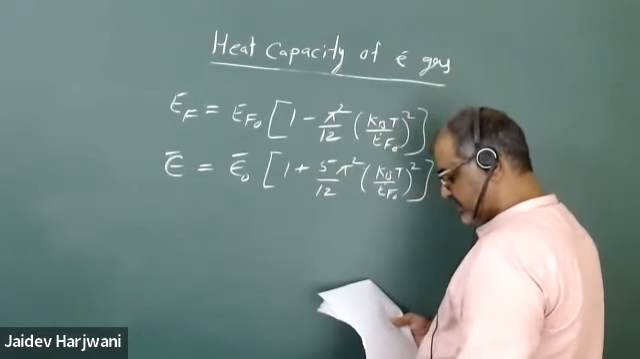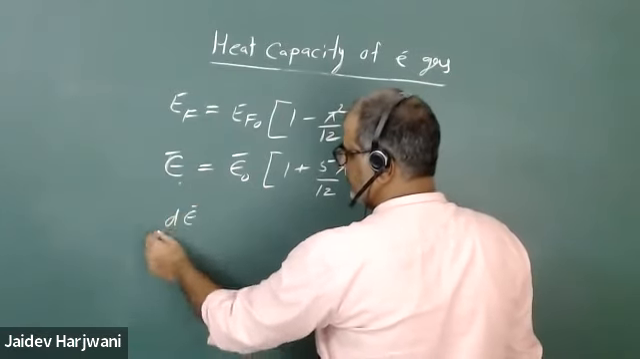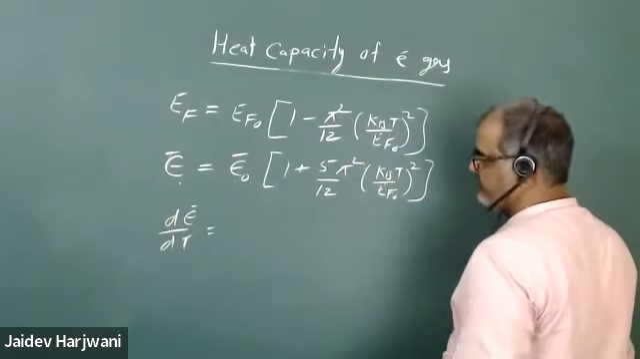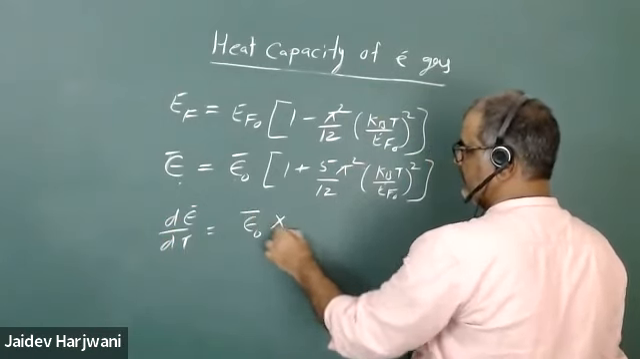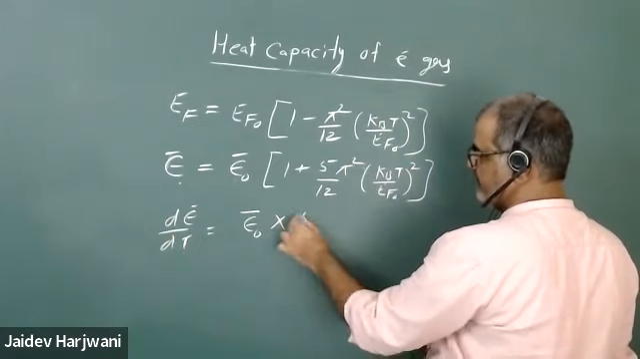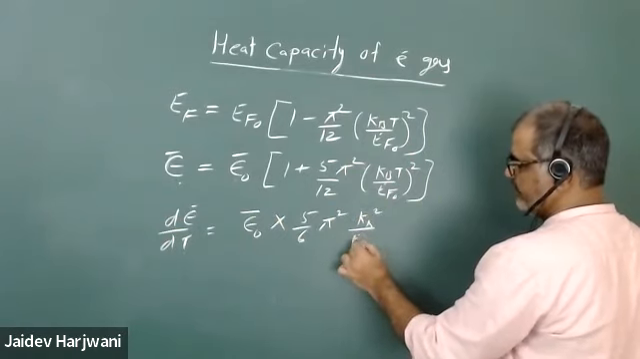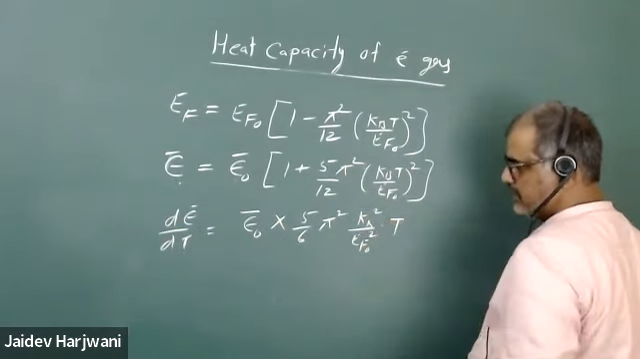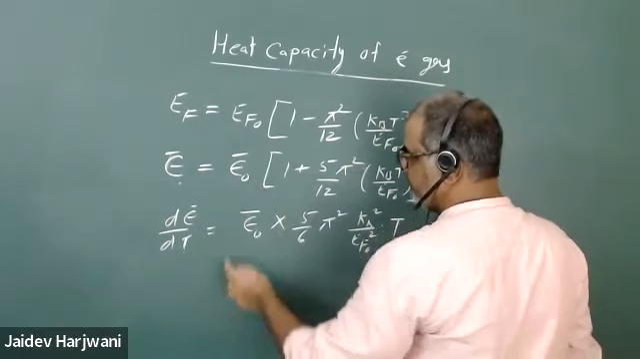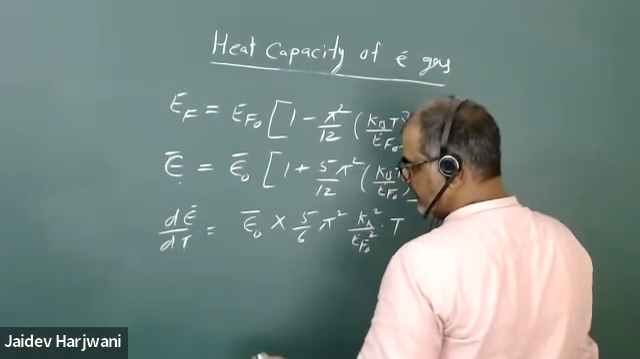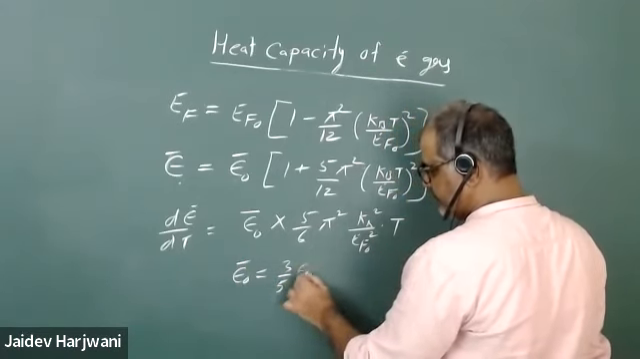Now if I want the specific heat, I can simply differentiate this equation with respect to T. If I differentiate this, what will we get? E naught, and if I solve this, it comes to 5 by 6 pi square kB square over E_F naught square, times T. This is calculated per particle. For the total you have to multiply by N also, and I know the average energy per particle is 3 by 5 E_F naught.